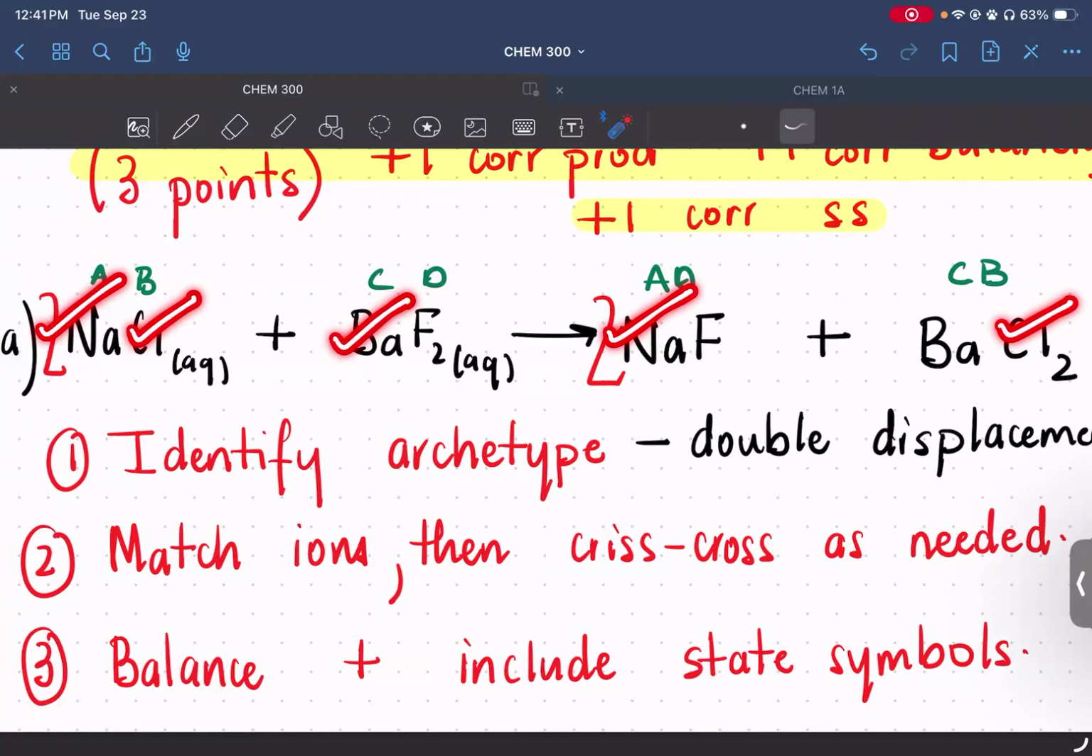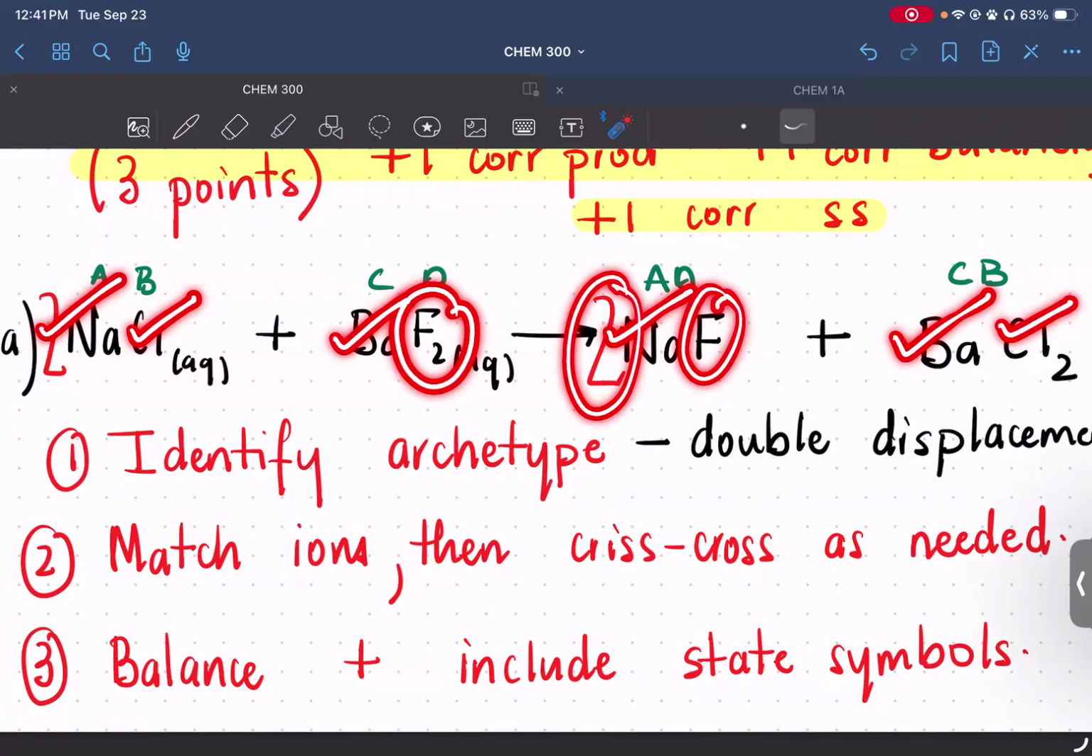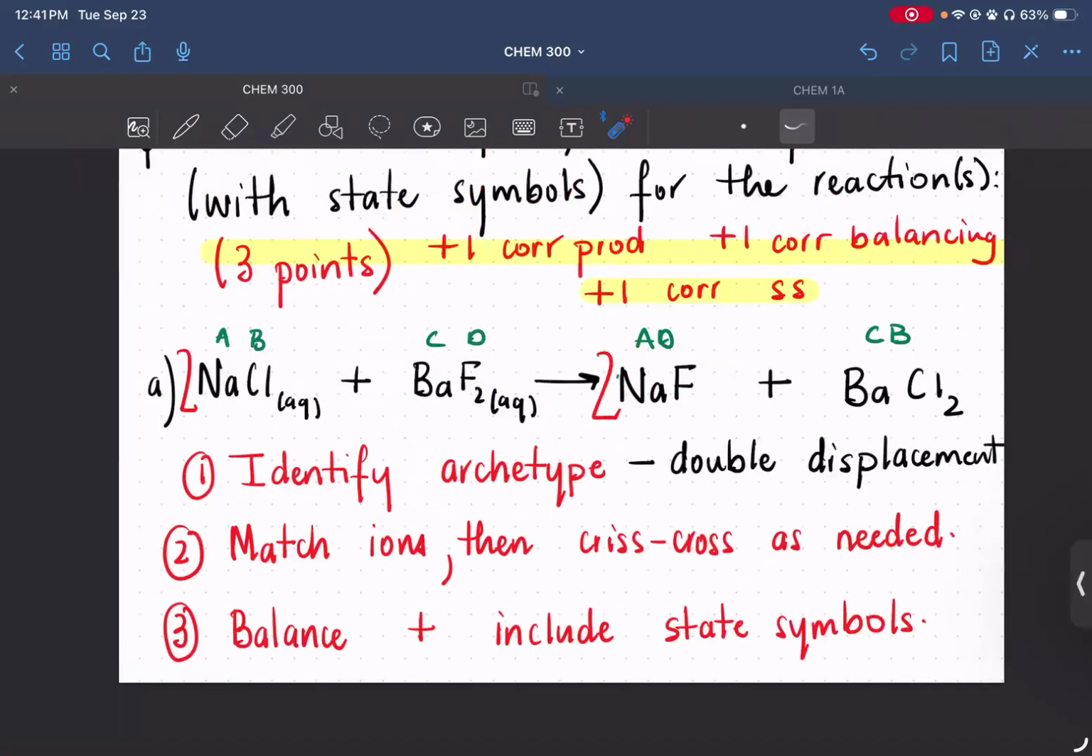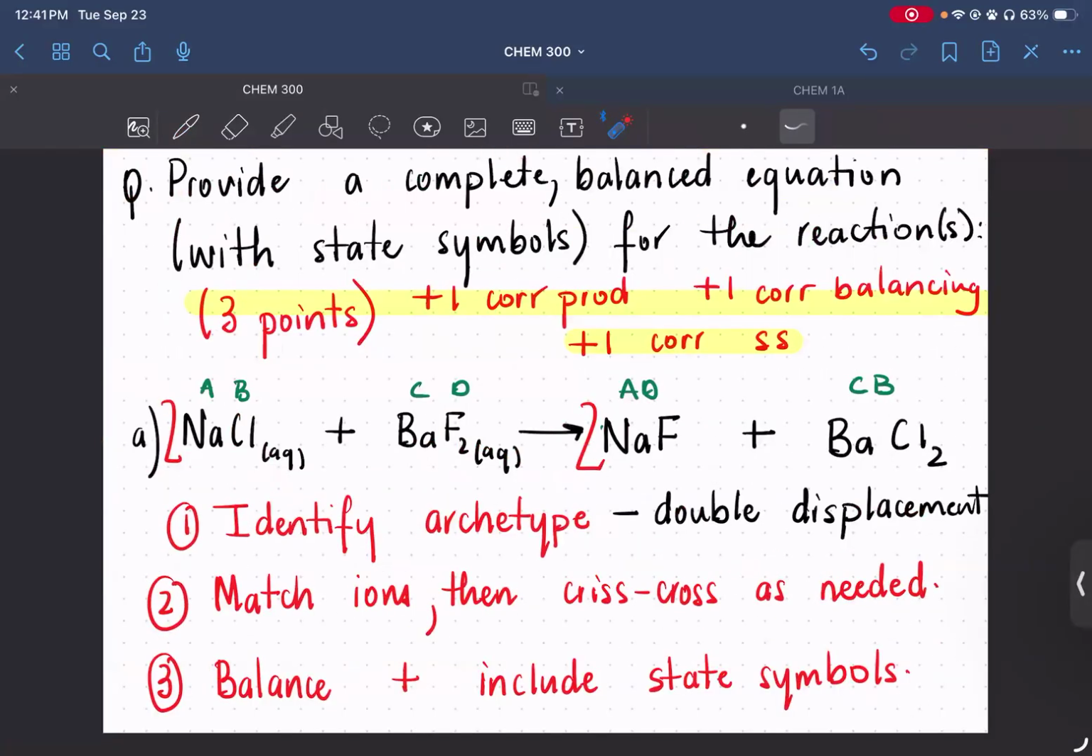1 barium on the left, 1 barium on the right. 2 fluorines on the left, 2 fluorines on the right. Would you look at that? Again and again, I will state it: as you balance methodically, don't be surprised if by the end you've balanced everything without trying. Now that we've balanced, all that's left are state symbols.